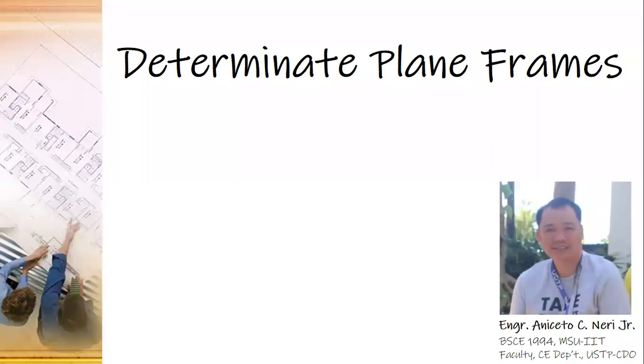I'm going to discuss a topic about determinate plane frames. When you say determinate, it means that it can be solved using the three conditions of equilibrium: summation of force along x or horizontal equal to 0, summation of force along the vertical equal to 0, and summation of moment about any point equal to 0.